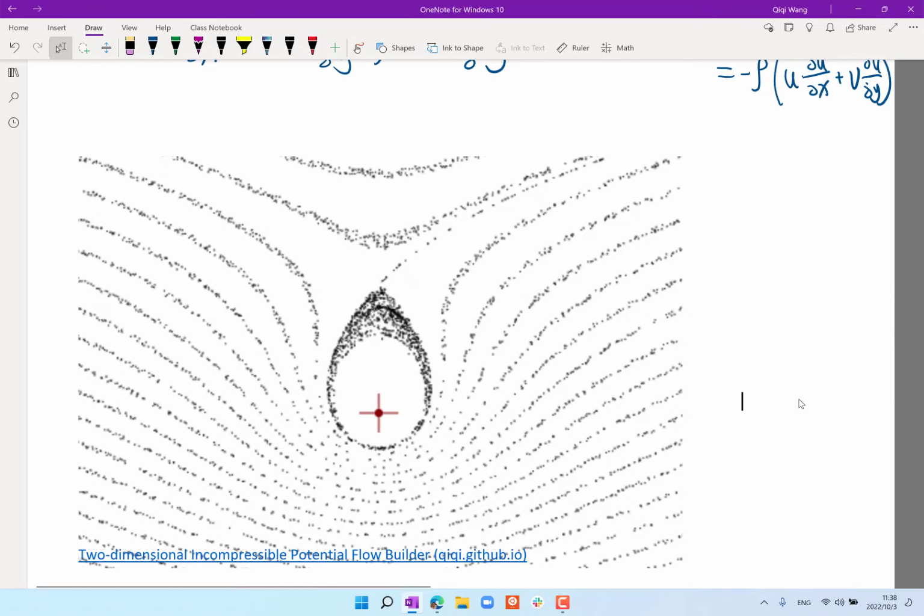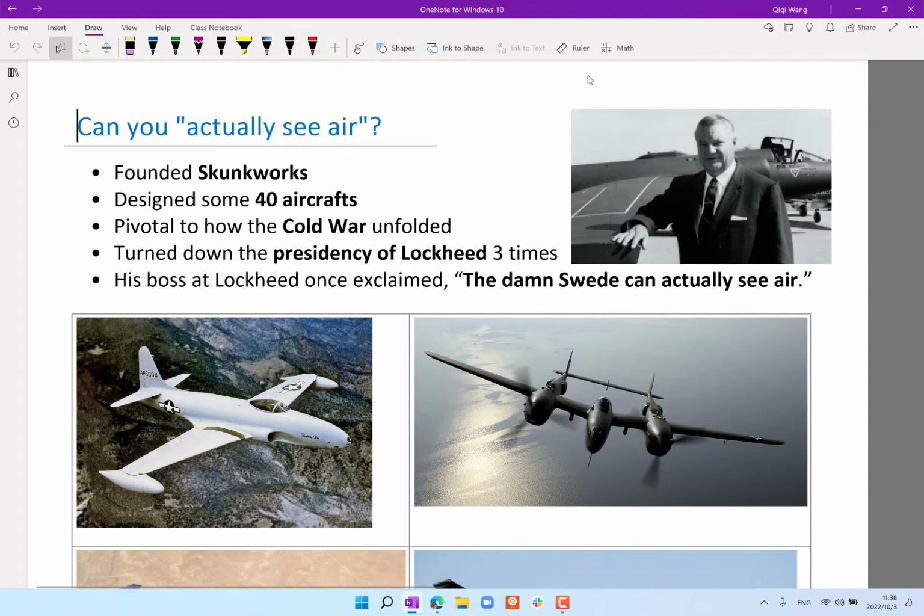One second. Okay, does anybody know who this guy is? He was one of the co-founders of Skunkworks, and designed something like 40 airplanes. These aircraft quite influenced how the Cold War unfolded. And this guy had to turn down the presidency of Lockheed Martin, at that time still Lockheed, three times. And his boss once exclaimed, this person can actually see air.